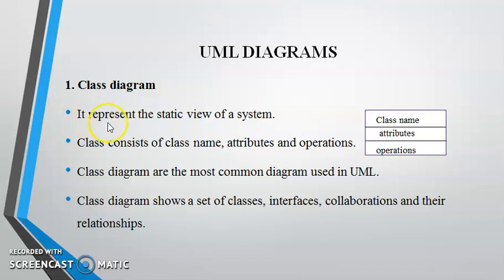First diagram in structural is class diagram. It represents the static view of a system. And second, it consists of class name, attributes and operations. This is the diagrammatic representation. It contains class name, attributes and operations. And third point is the most common diagram used in UML is class diagram. The last point, it shows a set of classes, interfaces, collaborations and their relationships.